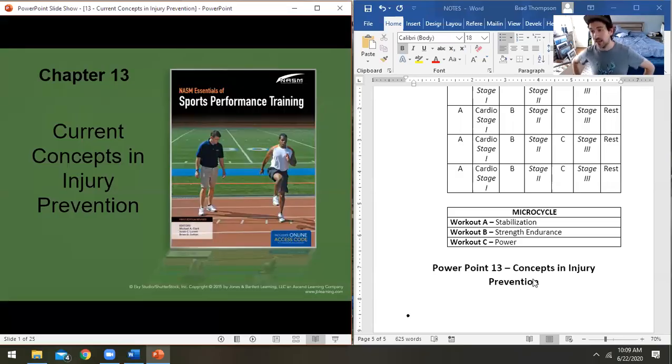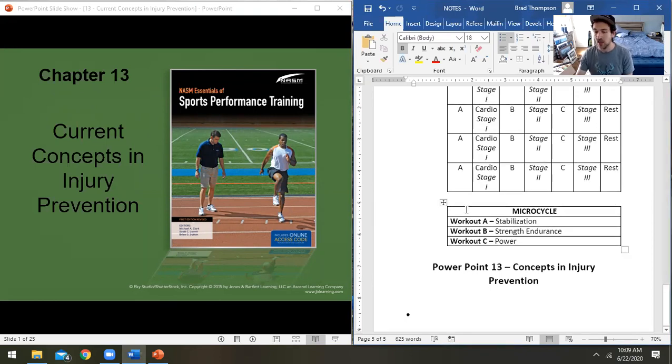All right, next chapter, we are looking at chapter 13, concepts in injury prevention. So we're going to dive a little bit into the corrective exercise stuff today, but obviously not as intense as the actual corrective exercise thing. We are just going to look at some very common injuries and what a lot of their common causes are.